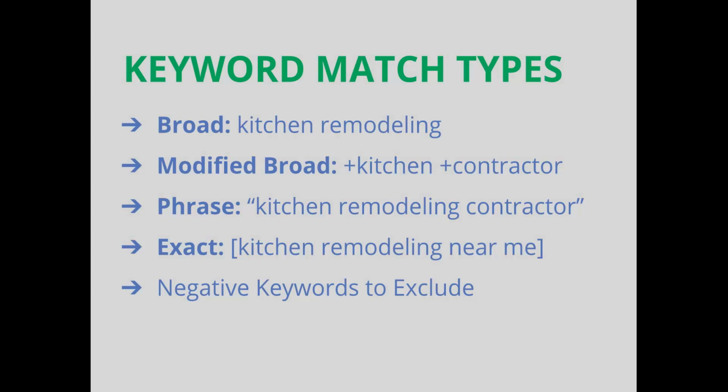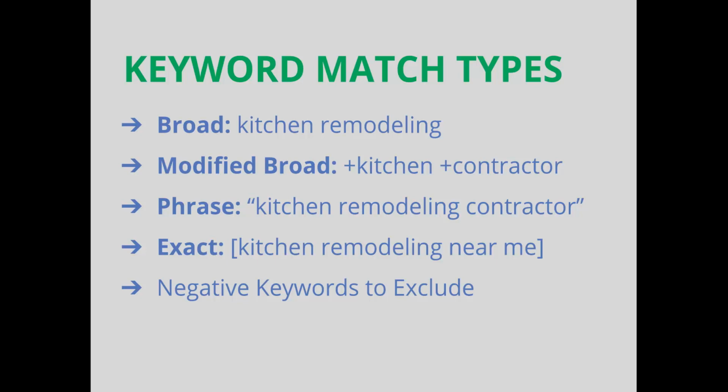The next most important step when setting up your campaign is knowing the keyword match types. So there's 4 keyword match types that you need to understand. The first one being broad. On here I have the example kitchen remodeling. So this is going to trigger ads when somebody types anything related to kitchen remodeling. It doesn't have to necessarily contain those 2 terms.